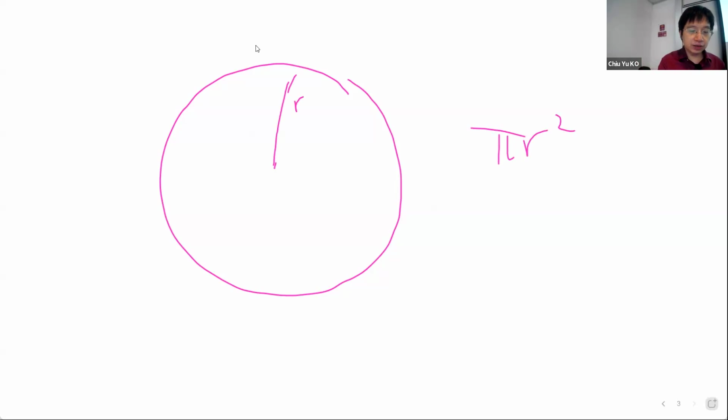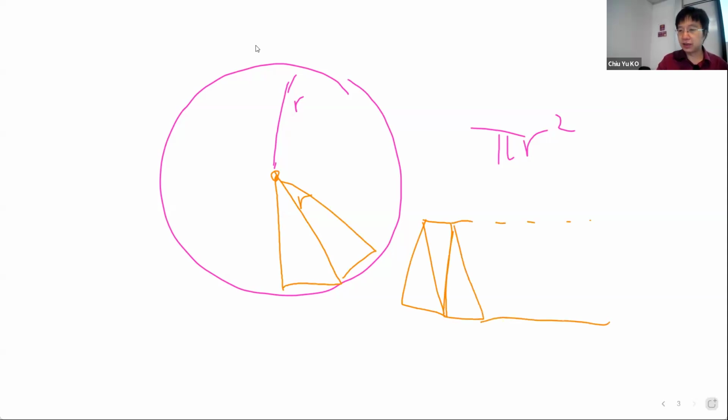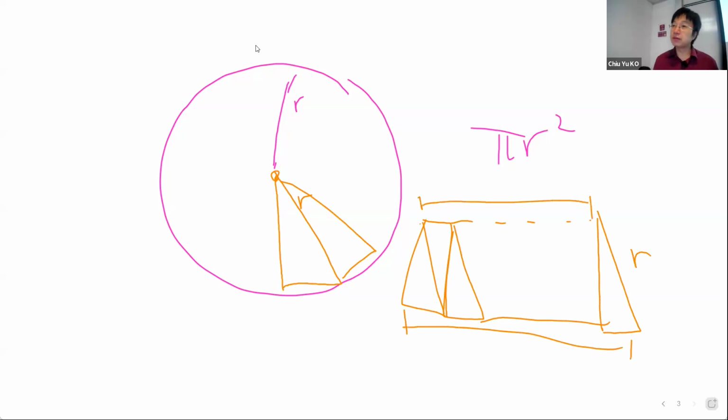The idea is that this is the center of the circle, and you draw triangles. If you cut many, many small pieces, you have one triangle, two triangles, and so on and so forth, a bunch of triangles. You can consider them so small that they become rectangles. The height of the rectangle is r, and the length, if you recall the circumference is 2 pi r, so I have two sides, this is pi r and this is pi r. So the area is pi r squared.